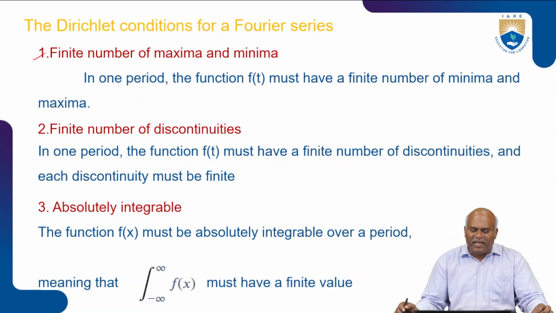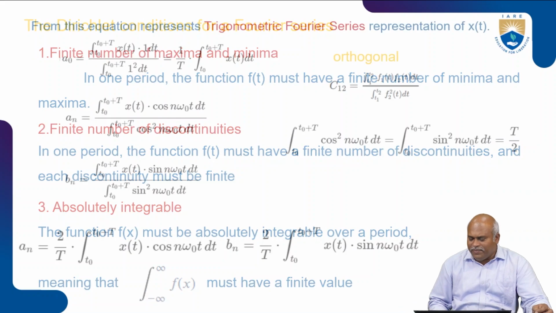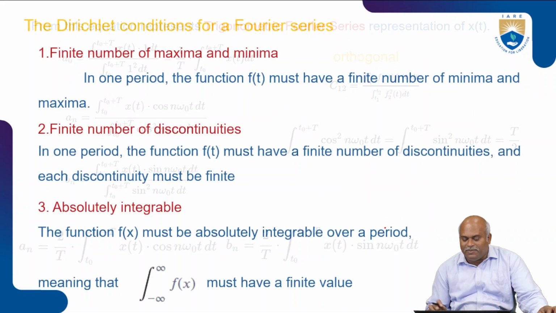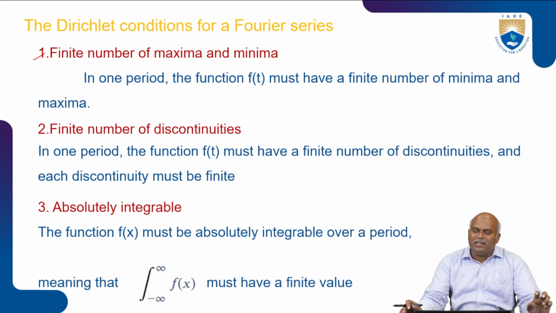Second one is a finite number of discontinuities. In one period, the function f of t must have a finite number of discontinuities, and each discontinuity must be finite. See, this is one period. This 2 pi is a finite value. So for each period, one complete cycle consists of finite values.